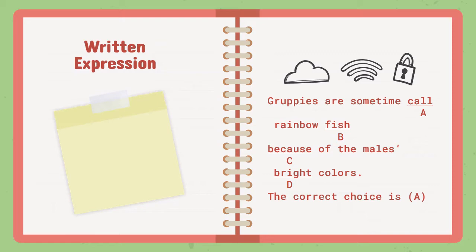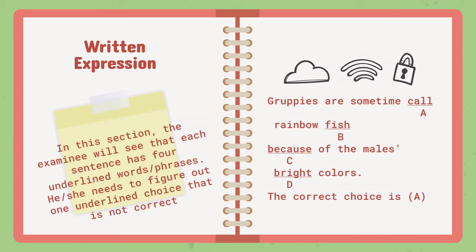Okay, now let's begin with written expression. In this section, the examinee will see that each sentence has four underlined words or phrases. He or she needs to figure out one underlined choice that is not correct. Okay, that is not correct.